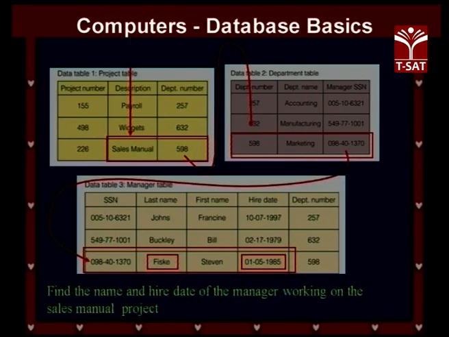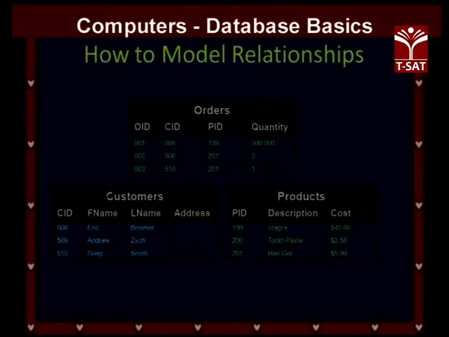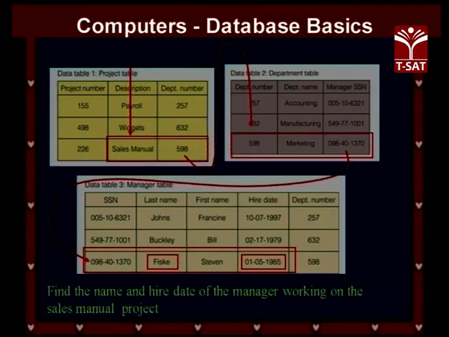Let me go back to the previous slide. In the customer table, we have CID, OID, PID. These are the three common fields you will have in the other tables as well: CID, customer ID; PID, product ID; OID, order ID. With the help of these three columns, we can map these three tables. This is how it would be.